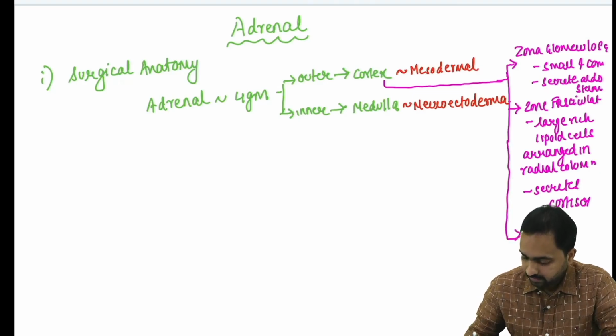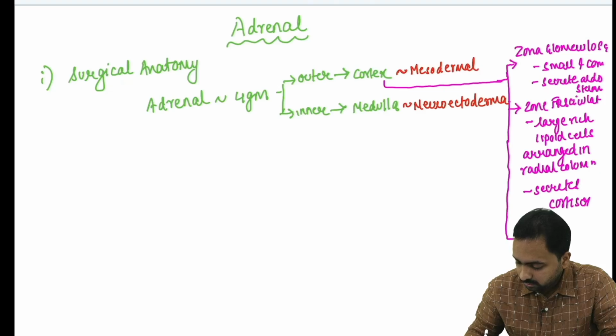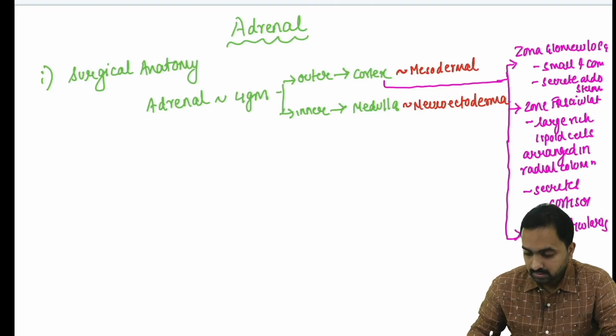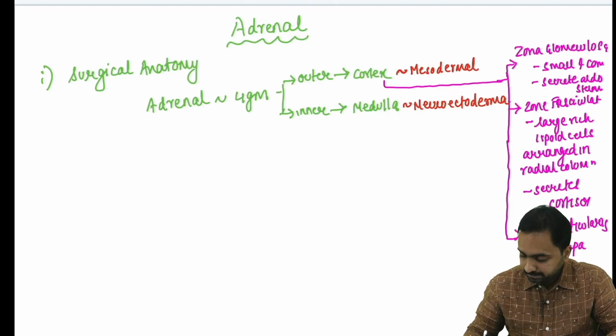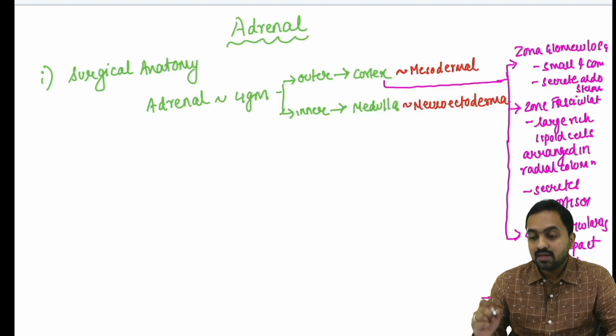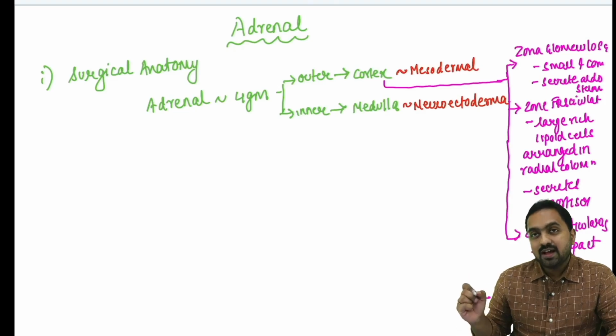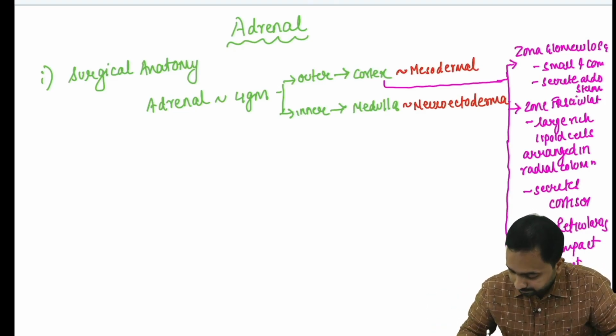Then the next layer is the zona reticularis. Now, this consists of the compact pigmented cells. Now, it secretes the adrenal androgen dehydroepiandrosterone.